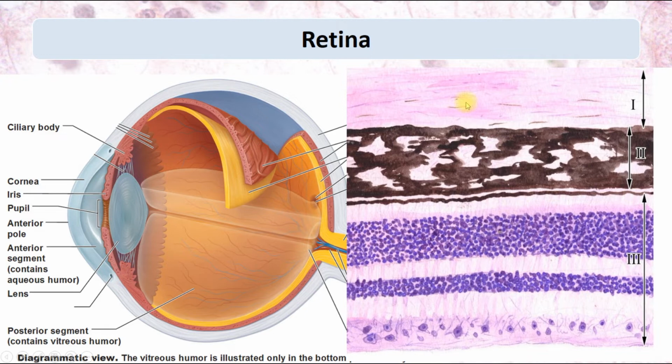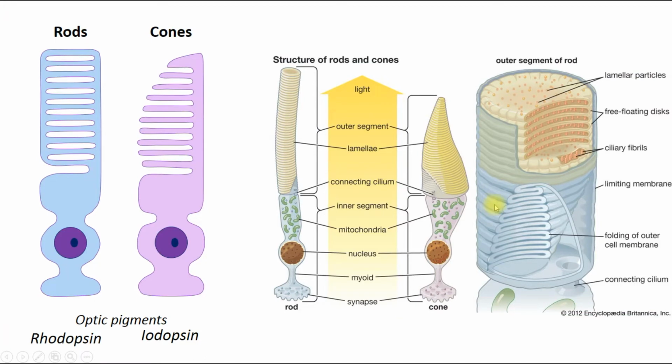So here we can see the sclera, the choroid, and the innermost layer, the retina of the eye. The most important cells, and the first cells which receive information inside the retina, are the photosensory cells. They are very specific, and they are located only in the retina of the eye. There are two kinds of photosensory cells: rods and cones. Here we can see rods and cones.